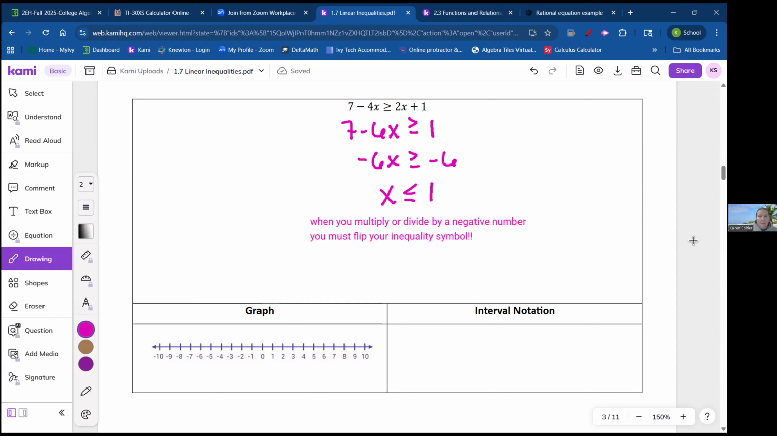And again, less than or equal to, but it's equal to, so that's a bracket. And then we're going to go to the left, less than. And then this is from negative infinity to 1 bracket.